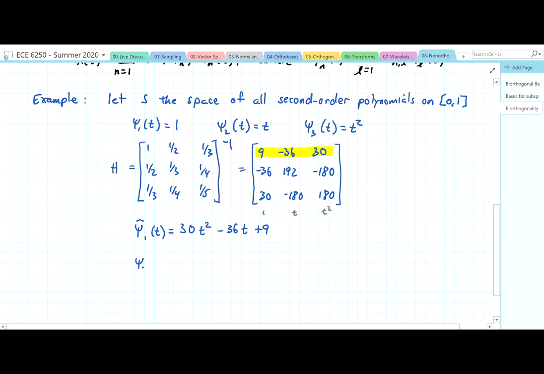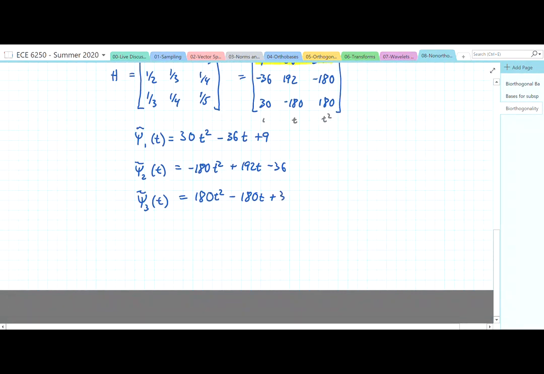And so psi 2 tilde of t is equal to minus 180t squared plus 192t minus 36, and similarly for psi 3 tilde, we get 180t squared minus 180t plus 30.